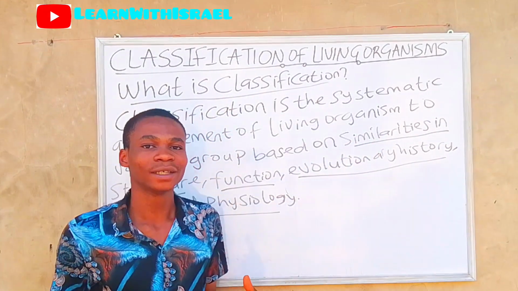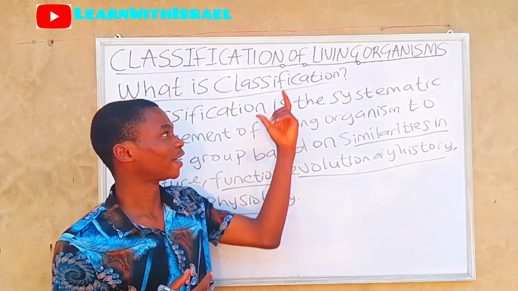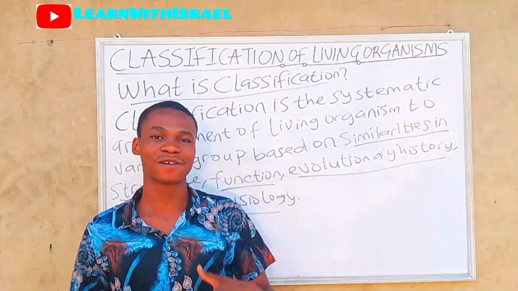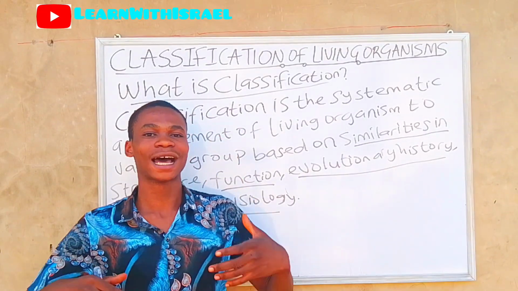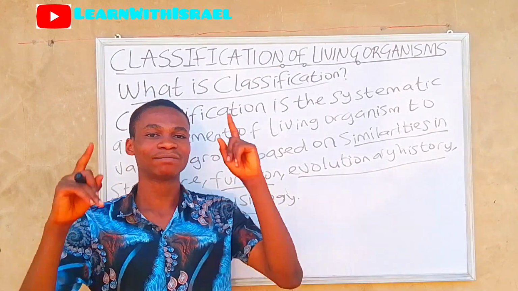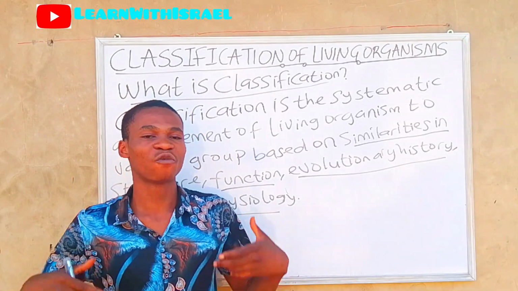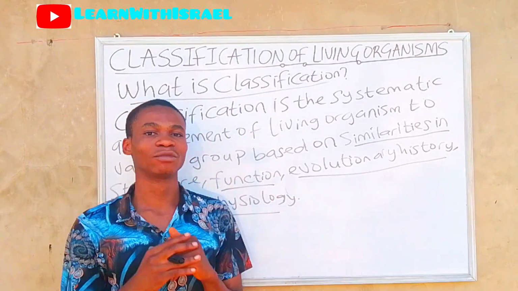So it is very important to know the definition of classification. And living organisms are also known as living things. They are those things that have life in them. So now let's move to the history of classification: who founded it, who proposed it.